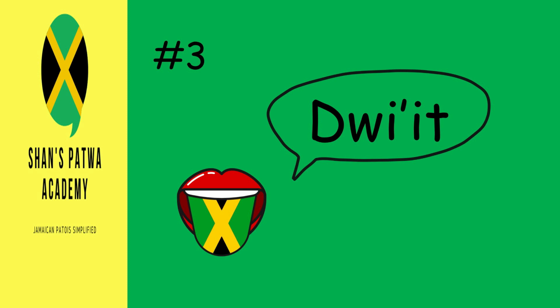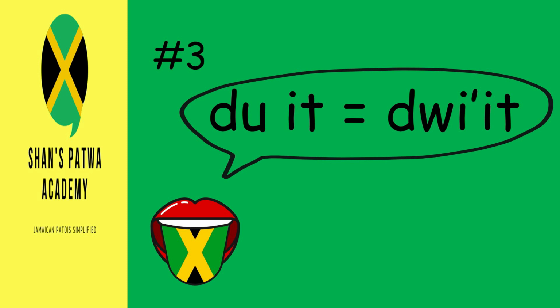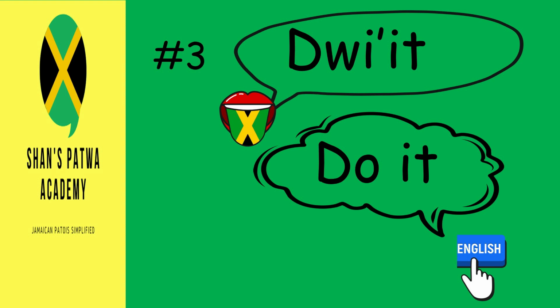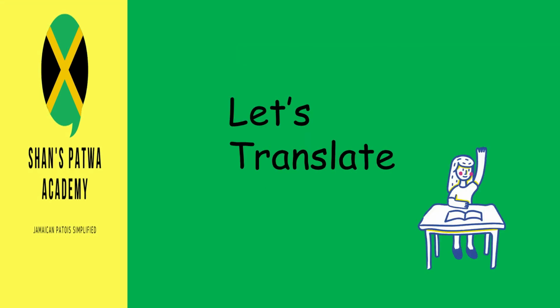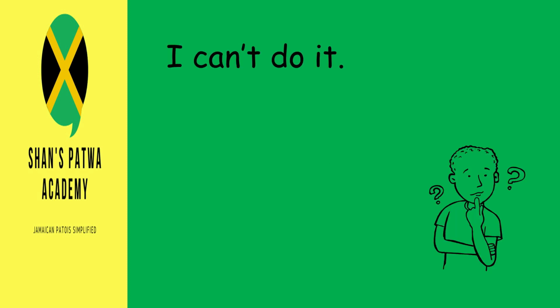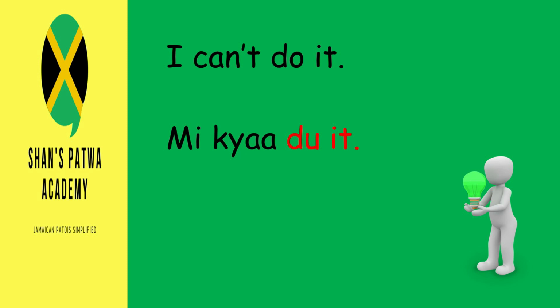The third contracted form we're looking at in this lesson is dwi'it. And dwi'it is the contracted form of do it. So dwi'it means do it in English. Now, what this looks like in Jamaican Patois, we're going to look at some example sentences. So the first one, in English, I can't do it. In Jamaican Patois, this would look like, me can't do it. And the do it contracted becomes, me can't dwi'it.